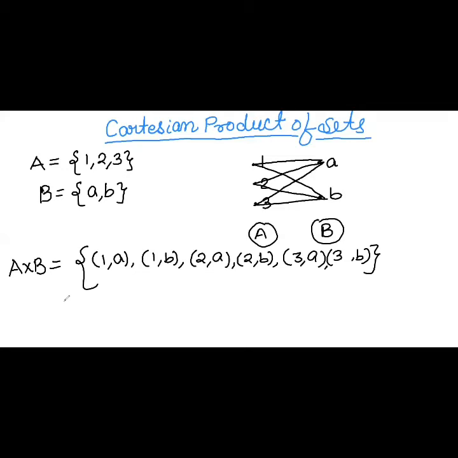And here you can see we have taken the first elements, 1, 1, 2, 2, 3, 3, from set A. We have taken the first coordinates from set A, and the second coordinates from set B. You have to remember this: we always take elements of the first set first, and elements of the second set in the second position. So this is an example of a Cartesian product of sets.